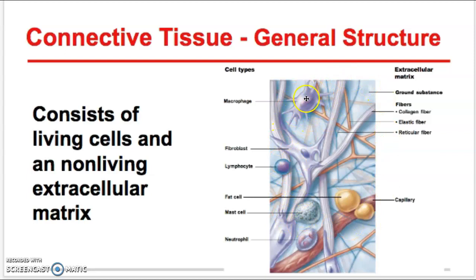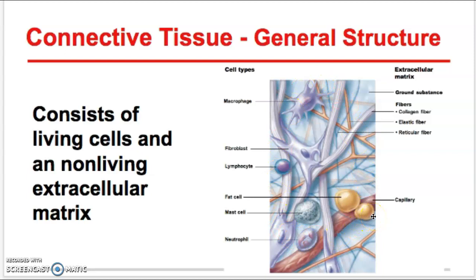Here we have a macrophage, a lymphocyte, a mast cell, and a neutrophil. These cells probably don't mean very much to you. These are all white blood cells or immune cells. Here's a fibroblast, which is a cell that makes these fibers. Here's a fat cell or a lymphocyte. Here's some capillaries. So there's many different types of cells in this particular connective tissue.